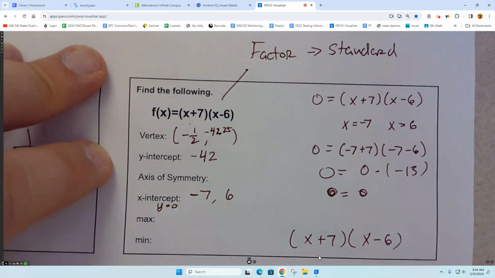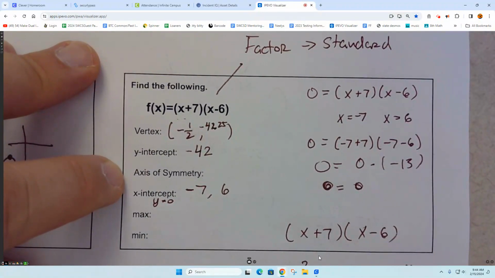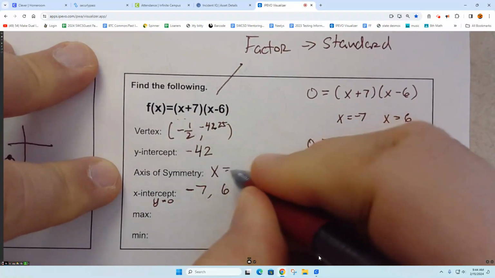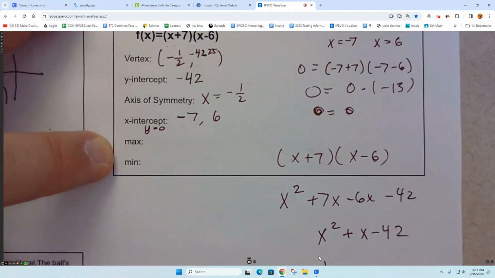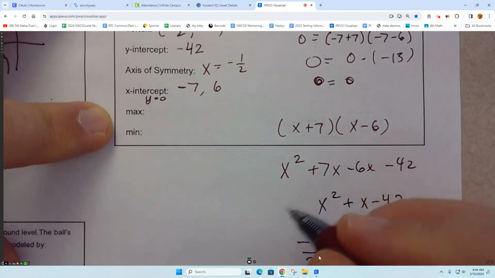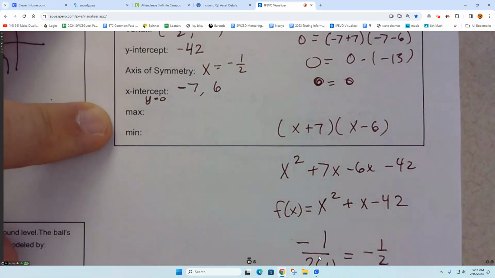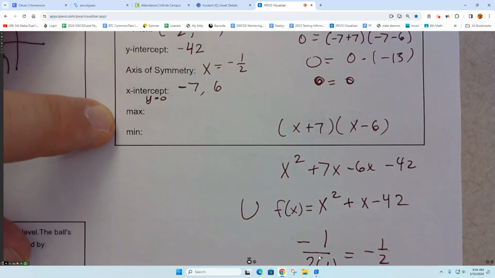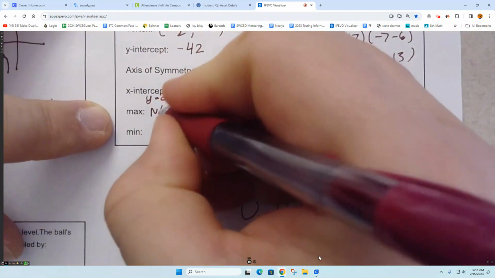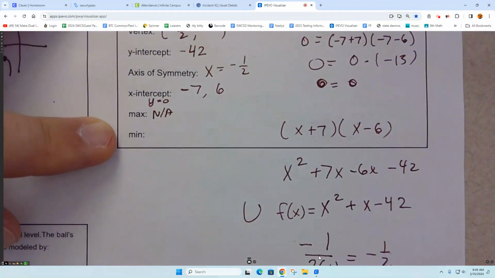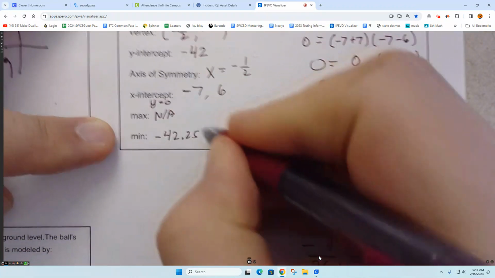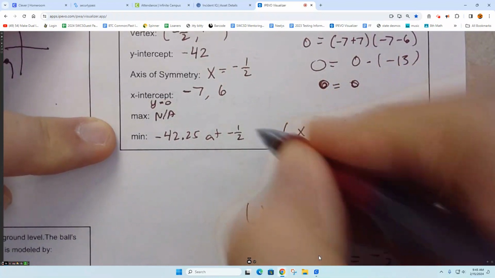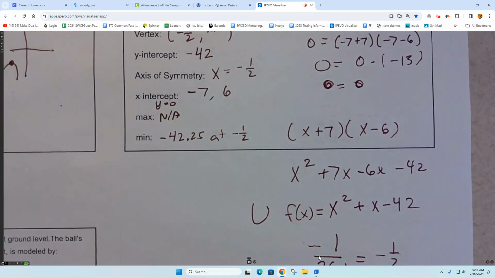Once I have that, I can pretty much answer all the rest of the questions. Axis of symmetry, x equals -1/2. Does it have a max or a min? My a is positive. That means that it is smiling. That means I have a min. So there is no max. So is it 42.25? Yep, that's how low it gets at -1/2. Again, they may ask that as an ordered pair.